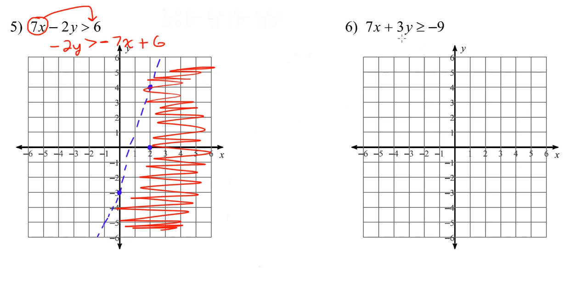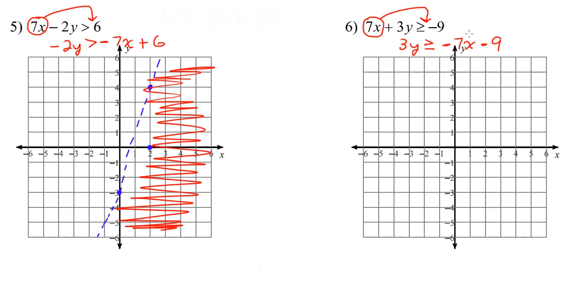All right, now on to number 6. Again, I need to put this in slope-intercept form. So again, I need to move this 7x here, and I need to place it right here in between the greater than or equal to and the negative 9. And when I move it, it's going to become a negative 7x. So this will look like this. 3y, it's going to stay a positive 3y, is greater than or equal to negative 7x minus 9.